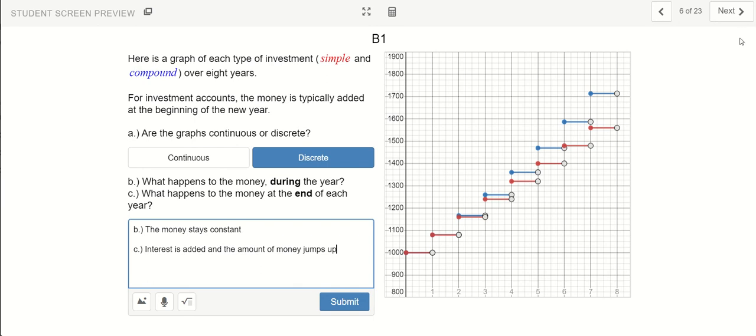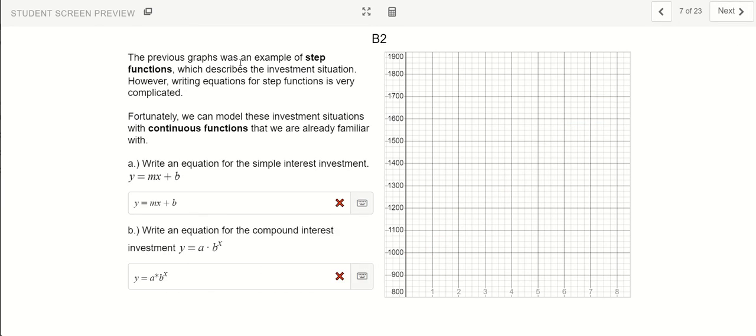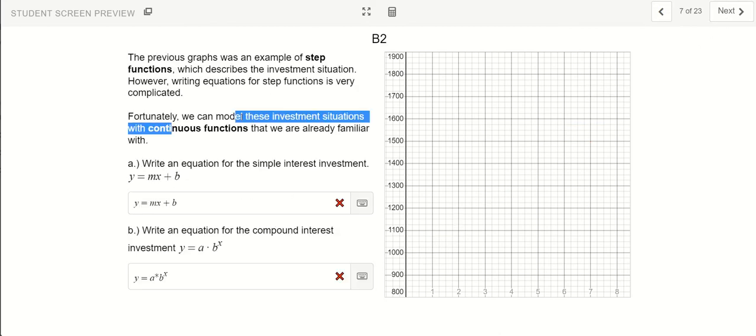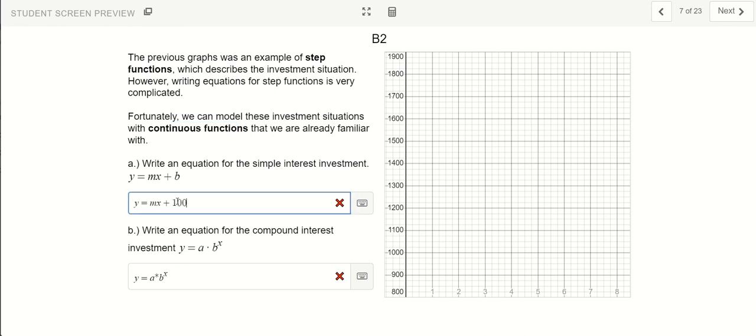Okay, moving to the next one. The previous example was an example of a step function. A step function can be really hard to represent. So this time we're going to use a continuous function as a model. For the first one, notice that we started off with 1,000 for both of these. Again, depending on the type of equation, we're using different letters. Here B is our starting point, here A is our starting point. Depending on the equation, a different variable represents the starting point.